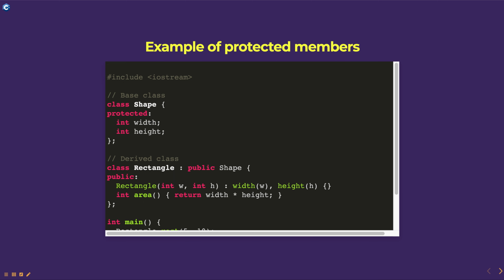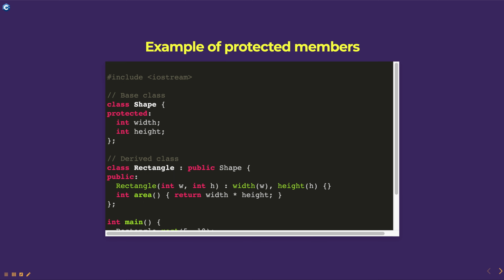Protected members can be accessed within the class and its derived classes, but cannot be accessed from outside of the inheritance hierarchy. Protected members are useful in inheritance, as they allow derived classes to access the properties and behaviors of the base class, but still keep them hidden from other code outside the inheritance hierarchy.